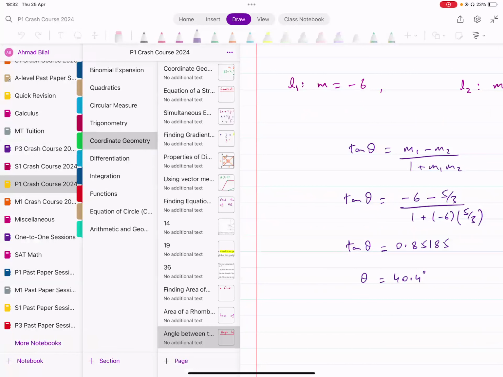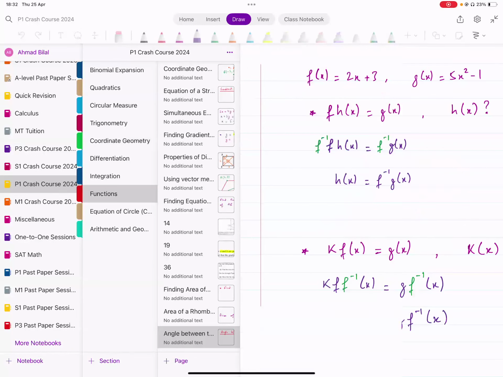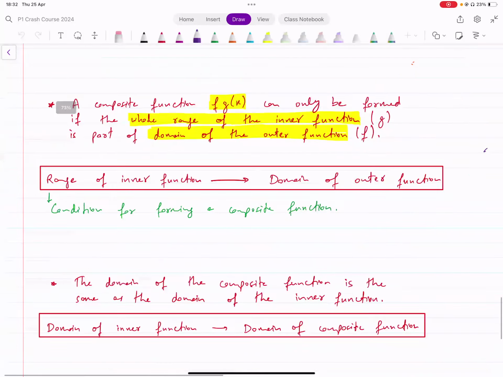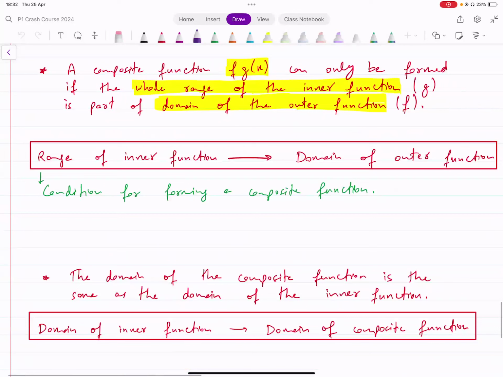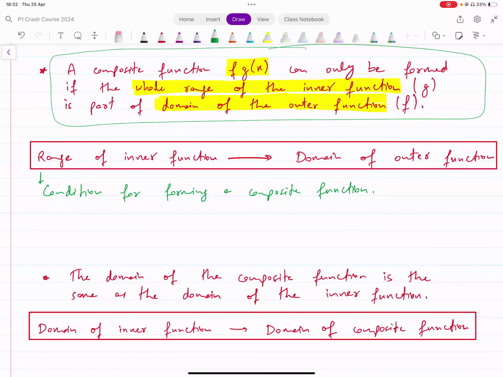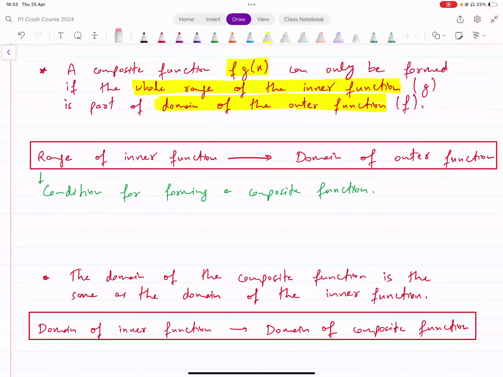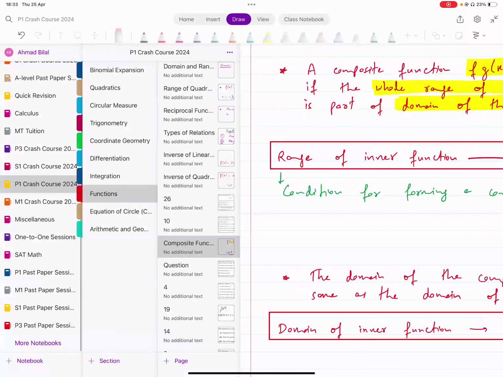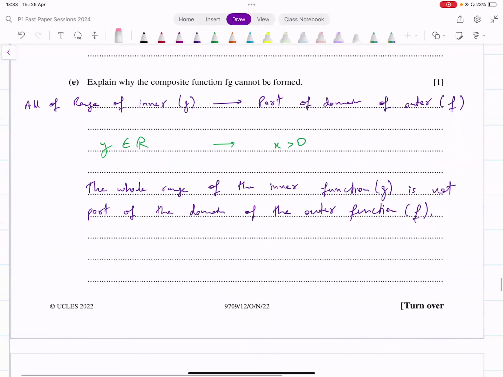A composite function can only be formed when the whole range of the inner function is part of the domain of the outer function. Okay, that's the condition for the composite function being formed. That's something that you need to understand well. So this function therefore cannot be formed.